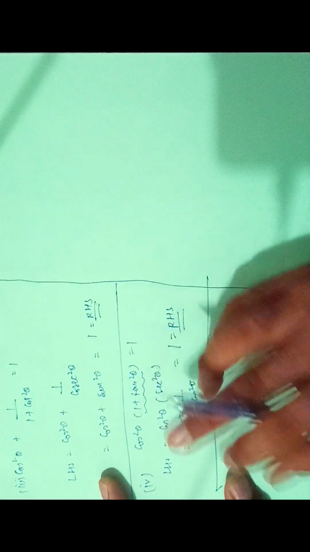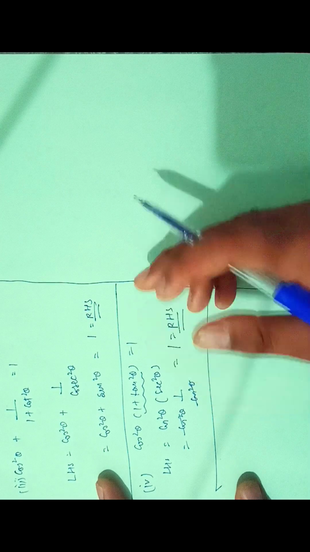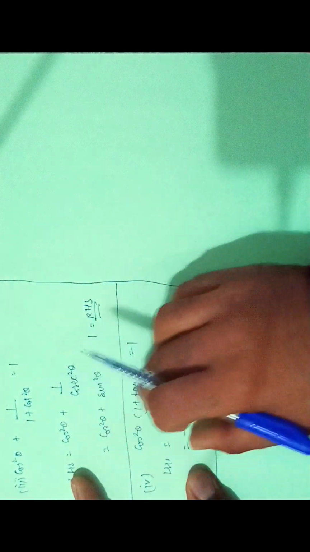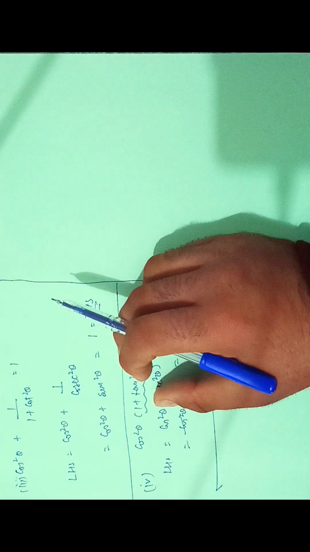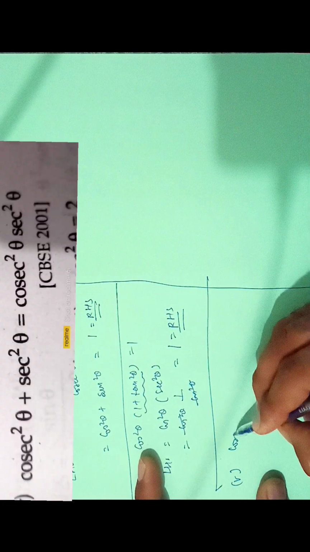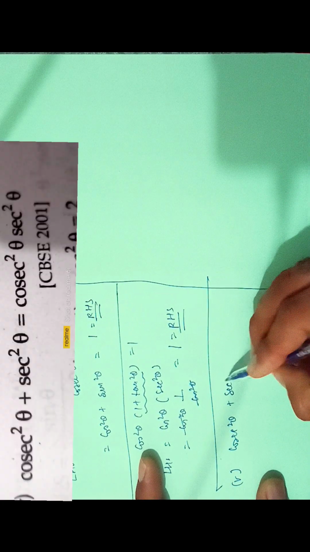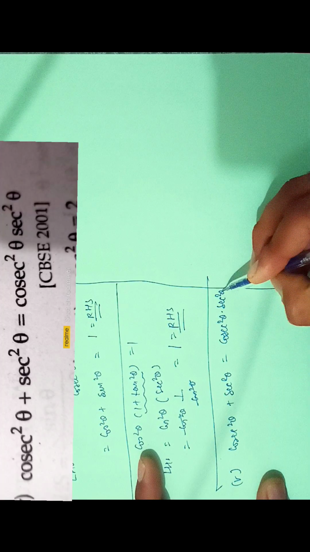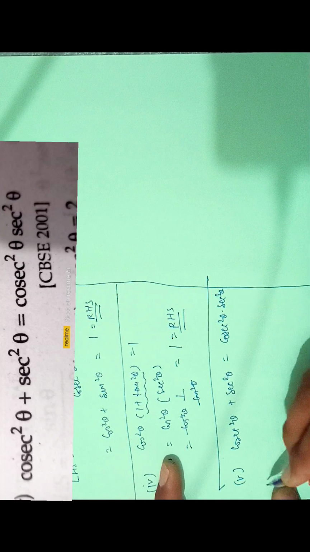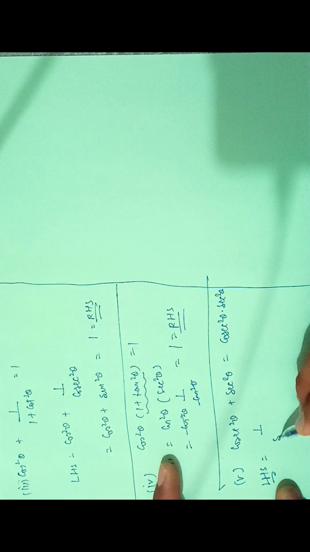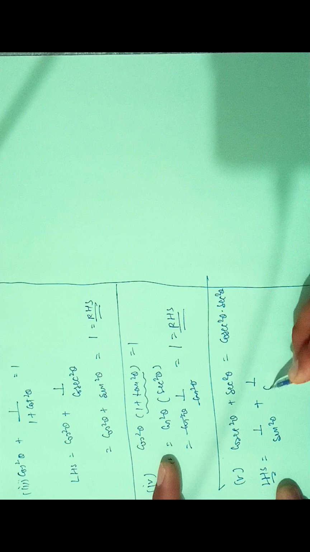So these questions will not be asked in your exam definitely, but to build a basic understanding, first of all we'll solve mostly 9 to 10 examples like this. Okay, so question number 5, that is cosec square theta plus sec square theta, you have to prove it equals cosec square theta into sec square theta. First of all I'll take the left hand side, cosec square theta. I'll use cosec square theta as 1 upon sin square theta, and sec square theta as 1 upon cos square theta.